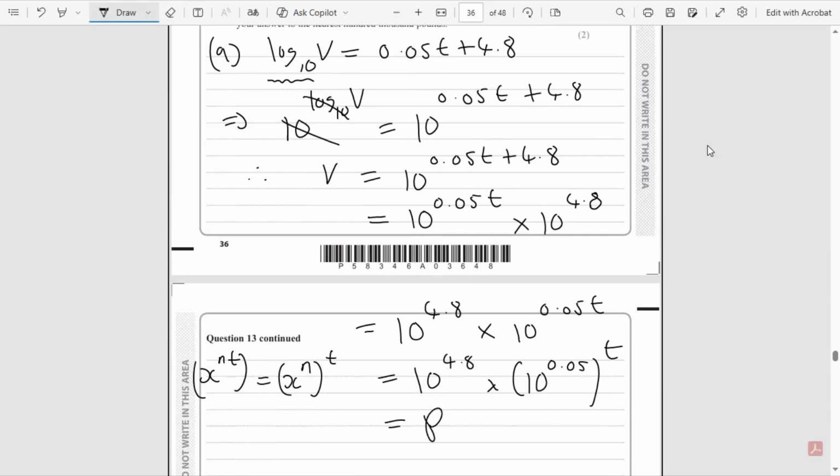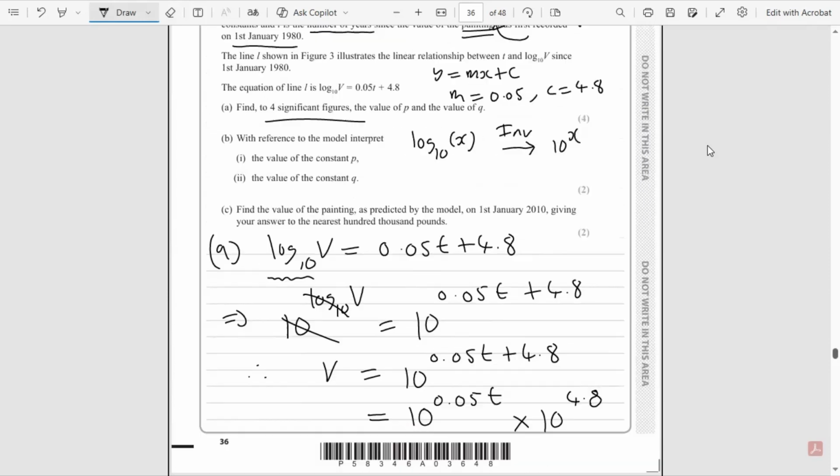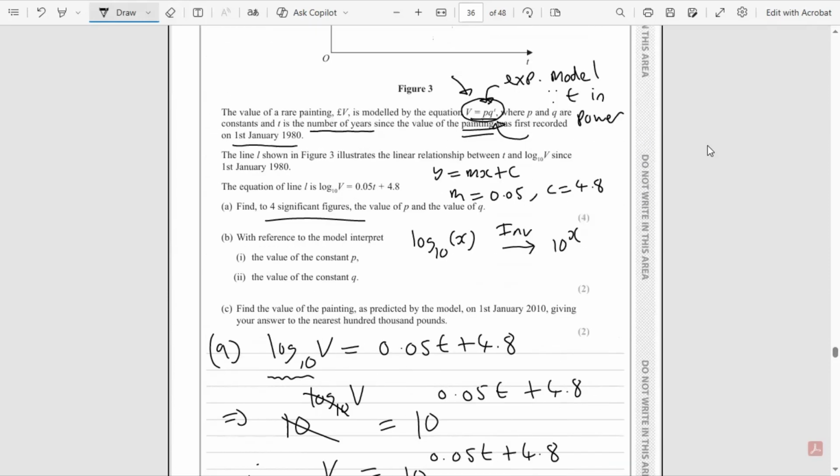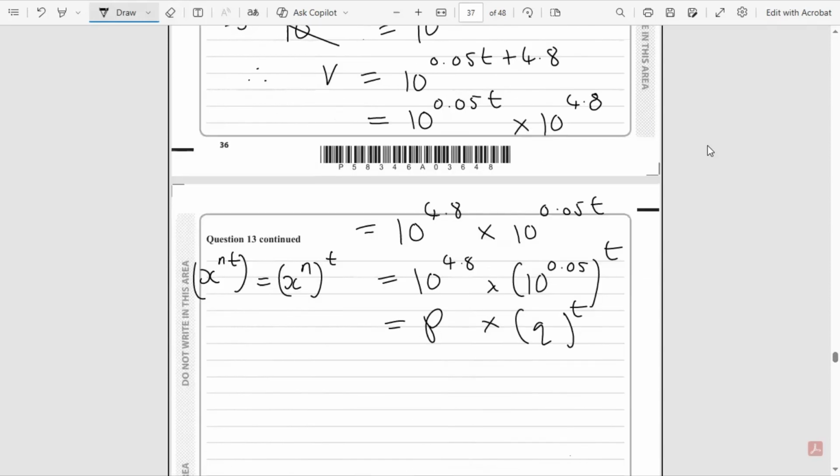So clearly the 10 to the power of 4.8 is p, and then the q is this 10 to the power of 0.05, and then to the power of t there. So again, the question was, if we just scroll up, find the value to 4 sig figs of P and Q. Okay, right. So what we want to do is just literally work out P and Q now. So P is equal to 10 to the power of 4.8. Let's go to the calculator.